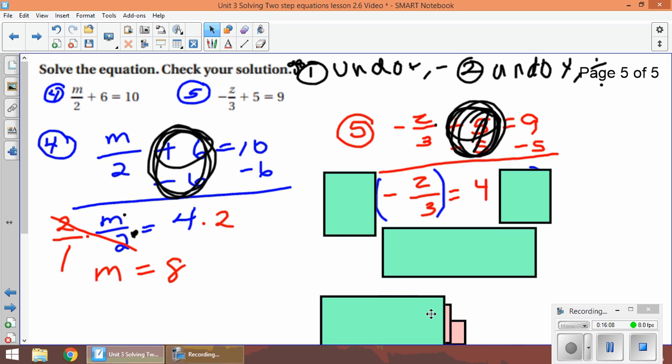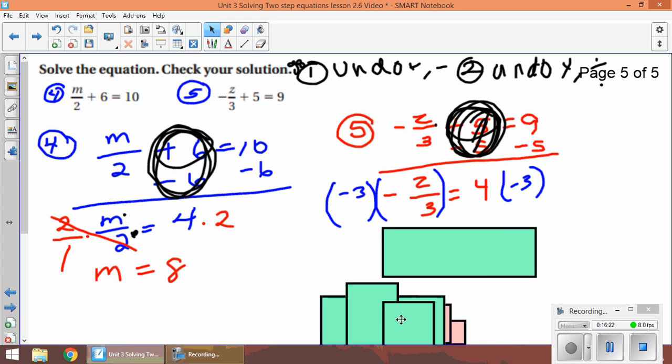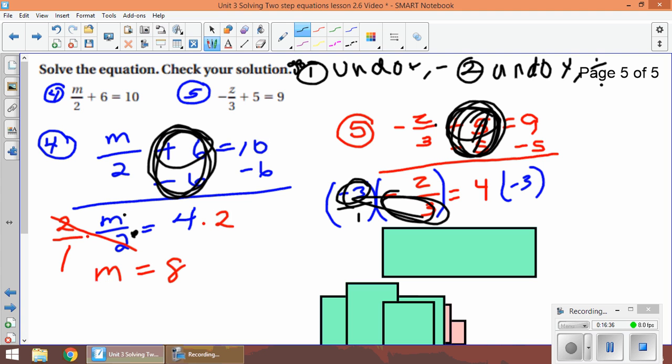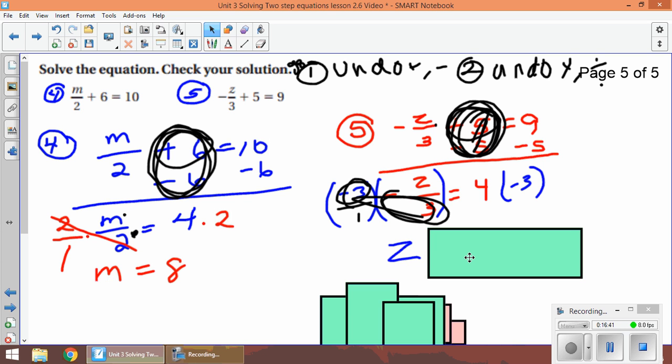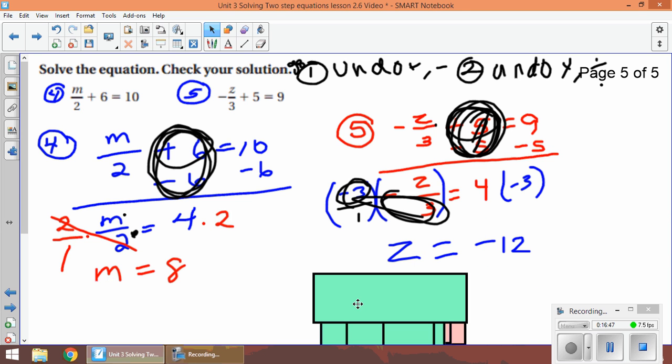Okay, so what do I have left here right now? z divided by -3. What is the opposite of dividing by -3? You are correct. Timesing by -3, which I do to one side, I do to the other. And remember, timesing by -3 is the same as -3 over 1. This guy and this guy cancel. And what do you have left over on the left side? z. Great work. So z equals 4 times -3, which is -12.